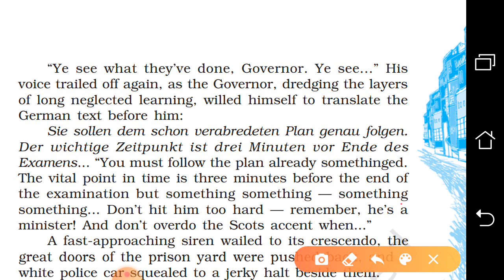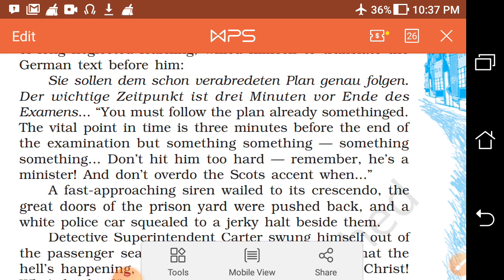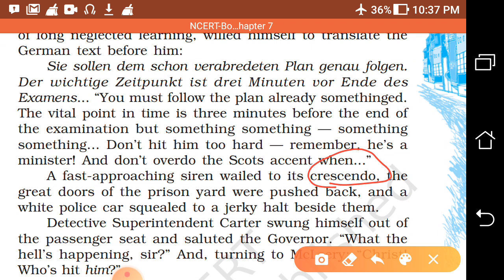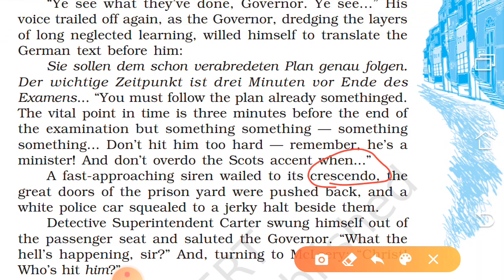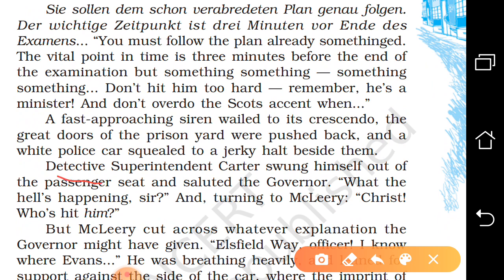A fast approaching siren wailed, means cried to its crescendo, full sound, highest pitch. The great doors of the prison yard were pushed back, and a white police car squealed to a jerky halt beside them. Detective Superintendent Carter, actually this character is coming now, swung himself out of the passenger's seat and saluted the governor.